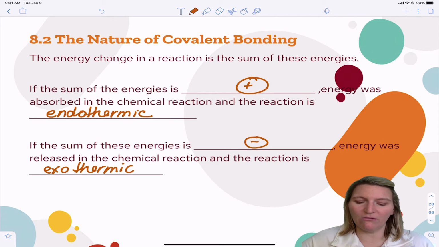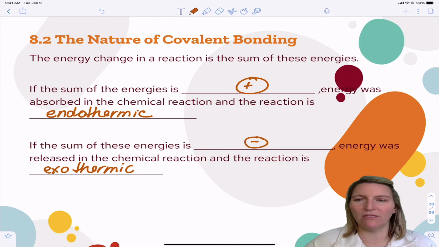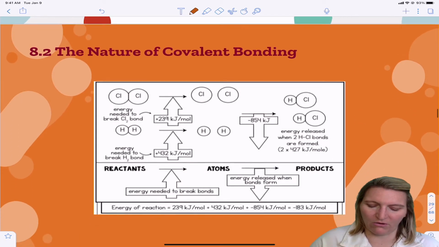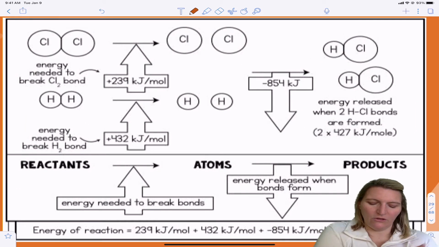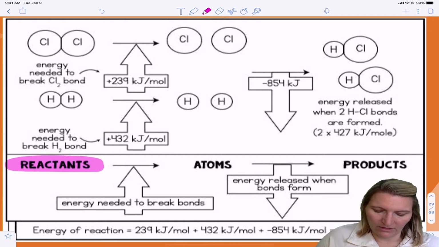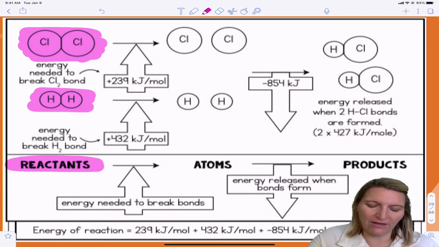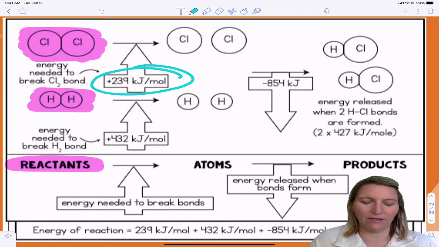And so in every chemical reaction, we can figure out what were the bonds that were formed, what were the bonds that were broken, and add those up to figure out whether the reaction is endothermic or exothermic. So if we look at this graphic right here, you can see here are the reactants. The reactants in this case are a molecule of hydrogen gas and a molecule of chlorine gas. So the first thing that happens is energy is added. You can see energy is needed to break the chlorine-chlorine bond, this amount of energy specifically.